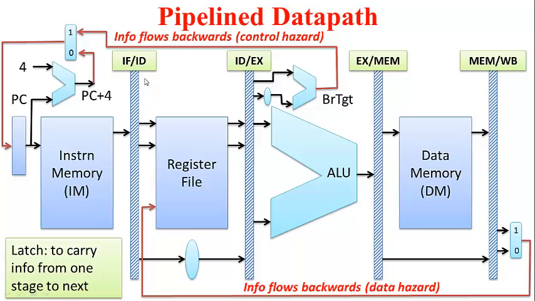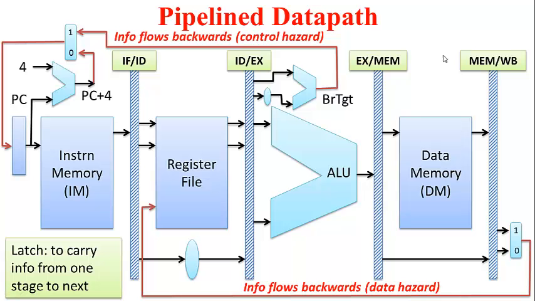Since these latches reside between one stage and the next, these latches are named by this convention. So this latch goes by the name of IF/ID to indicate that it is a latch between IF and ID stages. Likewise, this second big latch here goes by the name of ID/EX, and the third latch goes by the name of EX/MEM, and the fourth latch by the name of MEM/WB.